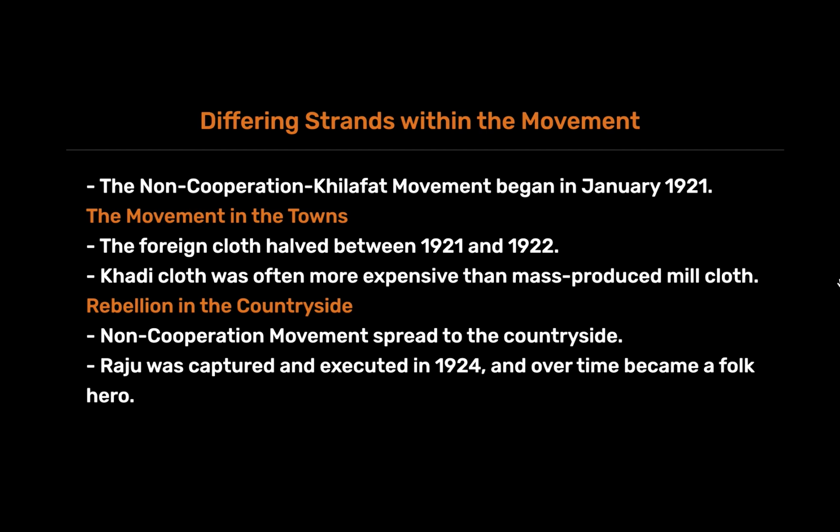The movement in the towns. The movement started with middle-class participation in the cities. Thousands of students left government-controlled schools and colleges, headmasters and teachers resigned, and lawyers gave up their legal practices. The import of foreign cloth halved between 1921 and 1922, its value dropping from 102 crore to 57 crore.